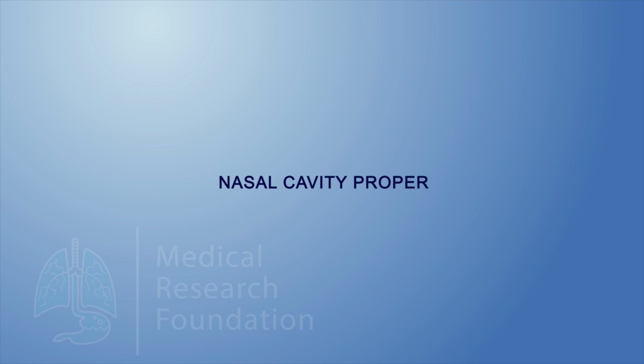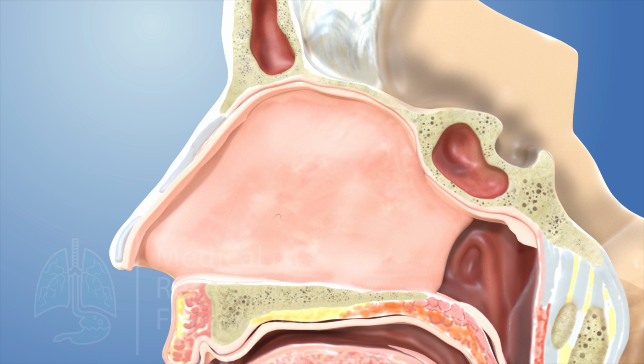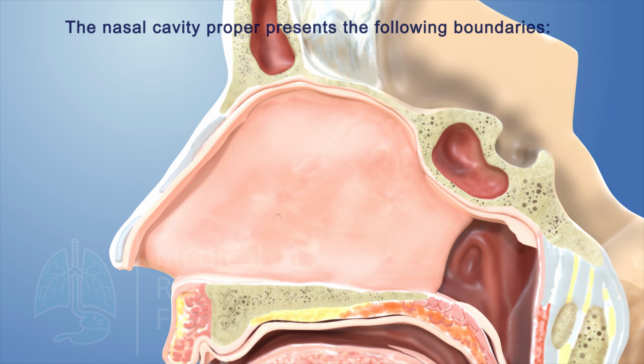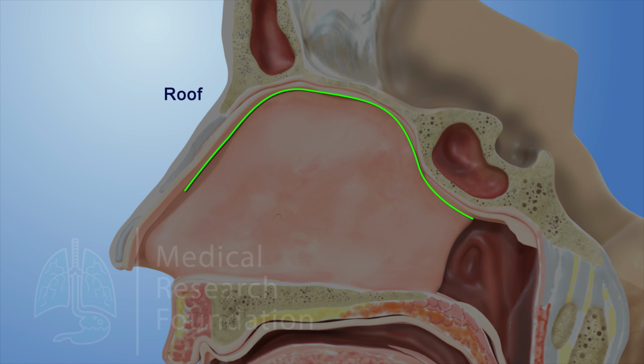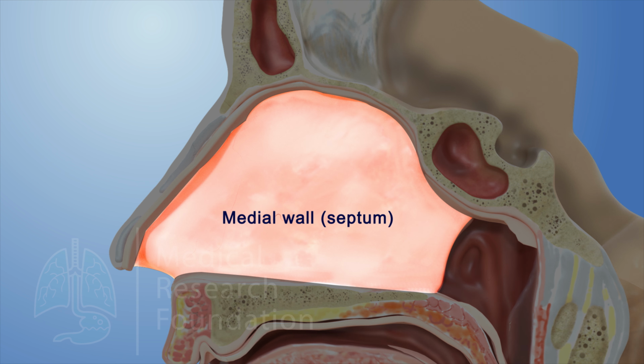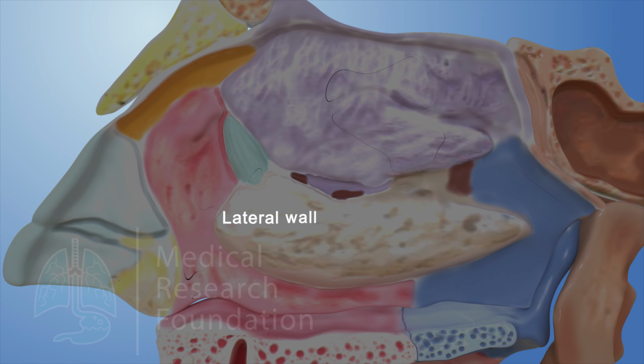Nasal cavity proper. Boundaries. The nasal cavity proper presents the following boundaries: 1. Roof. 2. Floor. 3. Medial wall, septum. 4. Lateral wall.